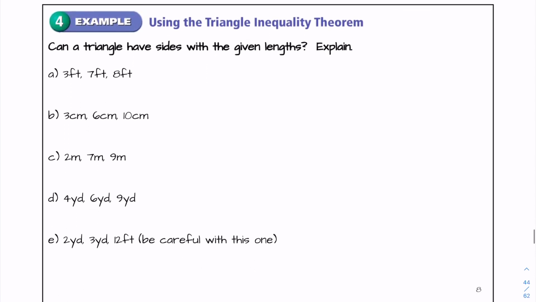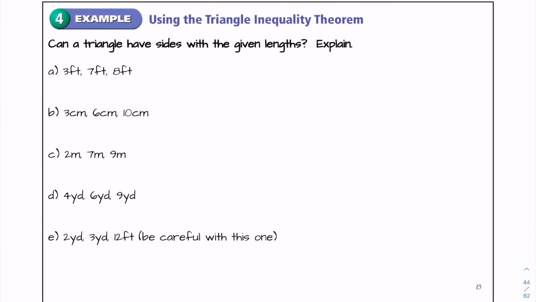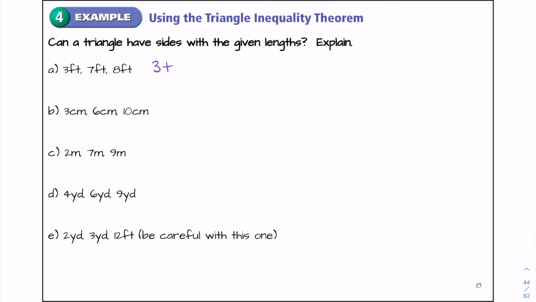Okay. The next one, using the triangle inequality theorem, can a triangle have the sides with the given lengths? Explain. Do all of your tests. So do 3 plus 7 is greater than 8. Does that work? What about 7 plus 8 is greater than 3? And then what about 8 plus 3 is greater than 7? So what I do is I just alternate all three numbers. I normally put them in order. 10 is greater than 8. 15 is greater than 3, and 11 is greater than 7.